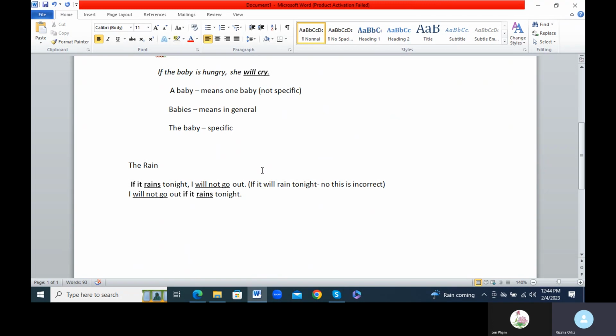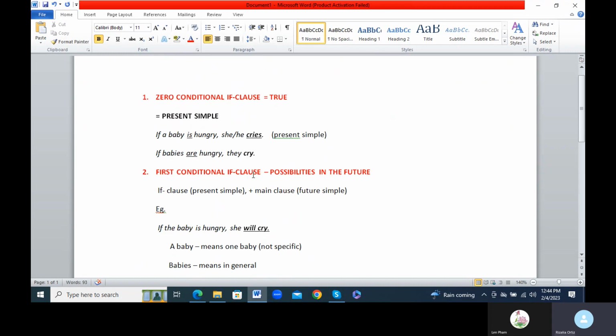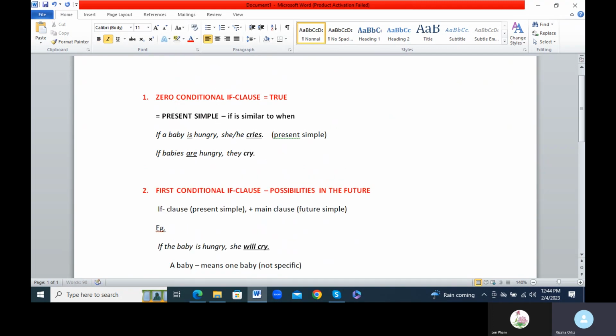Let's say every time something happens, it's like "when." "If" in the zero conditional is similar to "when." Take a look at this example: when it rains. Would I say "I will"? No, no, because it's always a true situation. "Will" means the future.